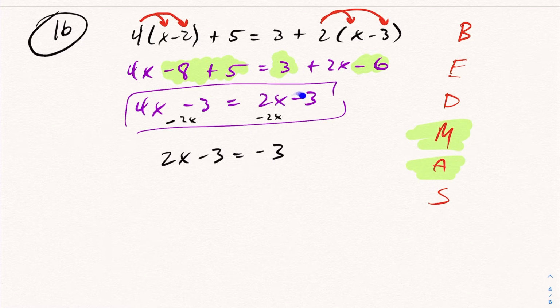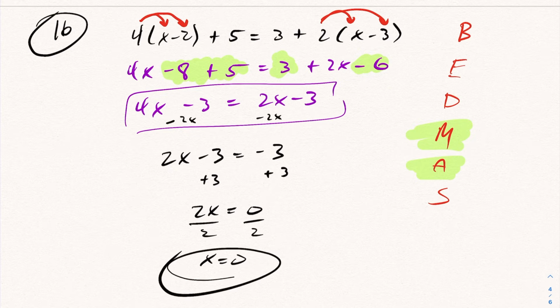A lot of times students will forget. They'll just put a positive 3. You really got to watch out for that. Now I'm going to add 3 to both sides. I get 2x equals 0. And the operation is division. And in which case we get x is 0 for this question.